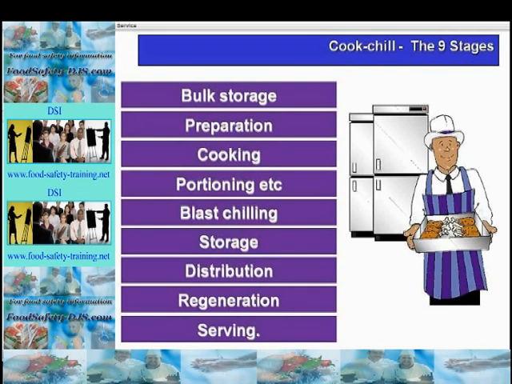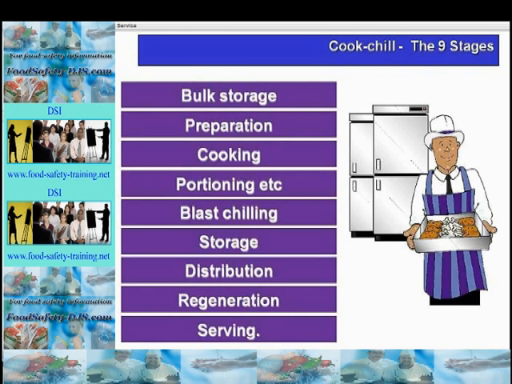The third stage, cook to a minimum of 75 degrees Celsius or possibly 70 degrees Celsius for 2 minutes. Portioning should be done in a maximum of 30 minutes, and it's better to do this before cooking. Blast chilling to less than 3 degrees Celsius within 2 hours of cooking, 2.5 hours for joints. Storage at or below 3 degrees Celsius and with good stock rotation.